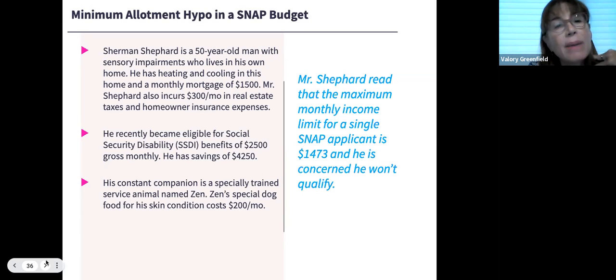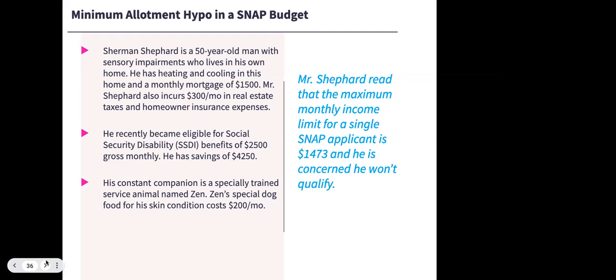Second paragraph on him, he recently became eligible for Social Security disability benefits of $2,500 and has savings of $4,250. Now, the key there is that he's not retired, but he has a disability benefit. He's not a senior because he's only 50. But Cindy, does Social Security disability insurance qualify in the food stamp program to get him into any kind of special rules for people with disabilities? Yes, that makes him considered to be a person who has a disability for SNAP purposes.